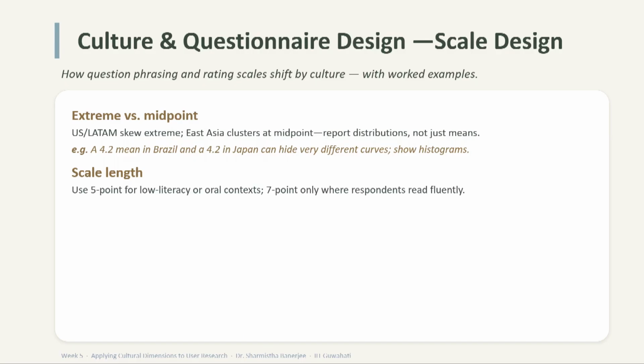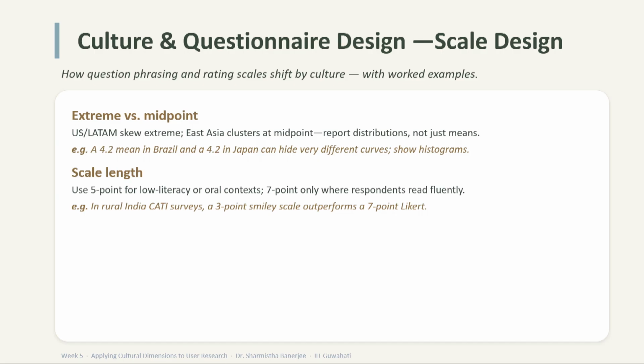Scale length: use a 5 point for low literacy or oral contexts, and you can use up to a 7 point, even a 10 point, only where respondents read fluently. I will discuss more about Likert scale design in later lectures. In rural India, use a 3 point smiley scale, which has been shown to outperform a 7 point Likert scale or any other Likert scale.